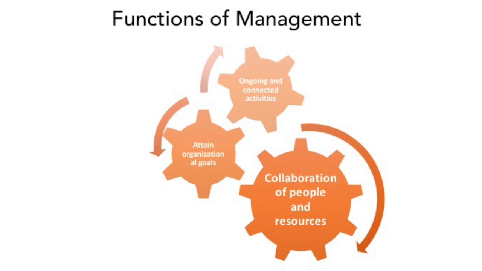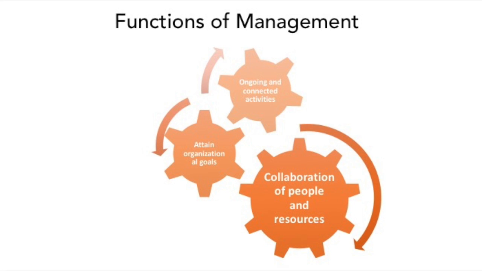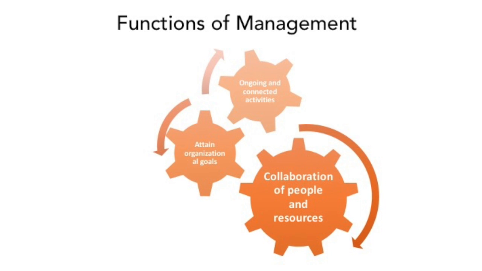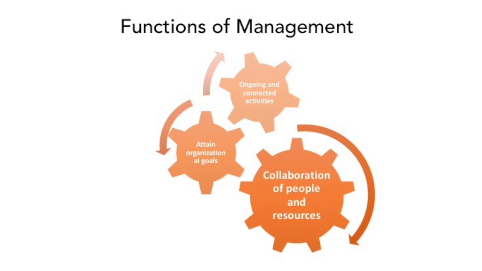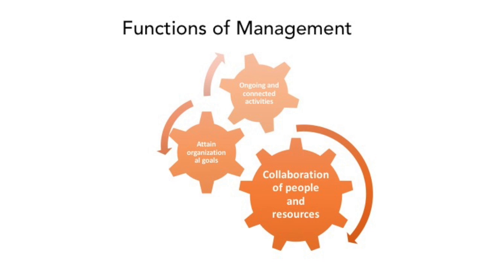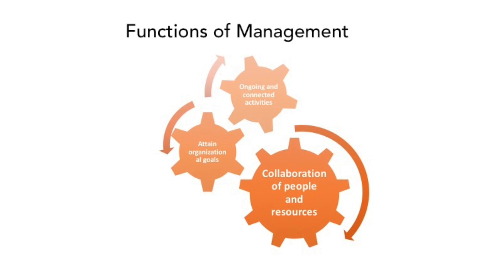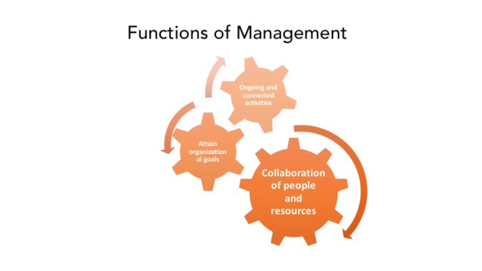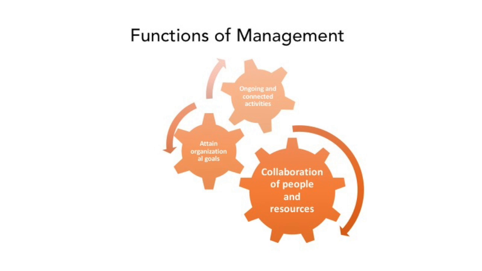There are 3 interrelated characteristics of management that are commonly accepted by most contemporary management thinkers. It is a process or a series of ongoing and connected activities. It involves and focuses on attaining the organizational goals. It reaches these goals by collaborating with and through people and other organization resources.